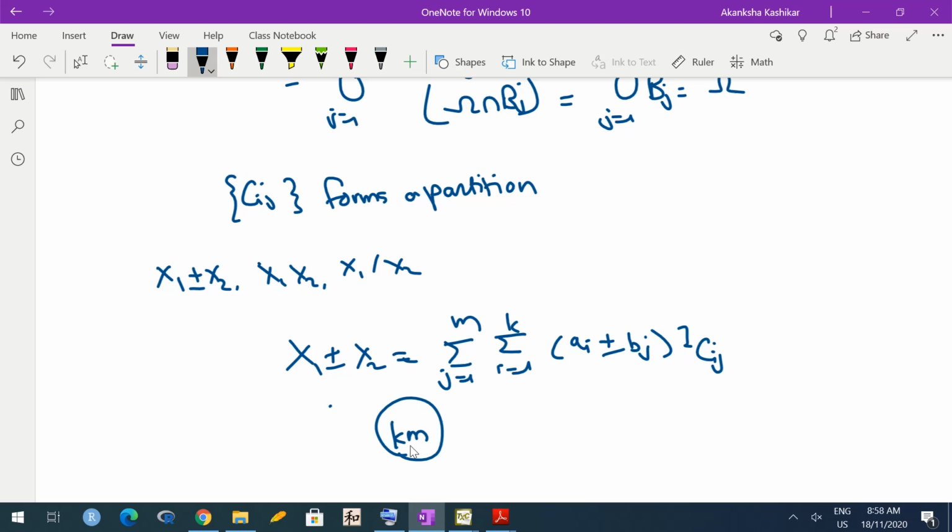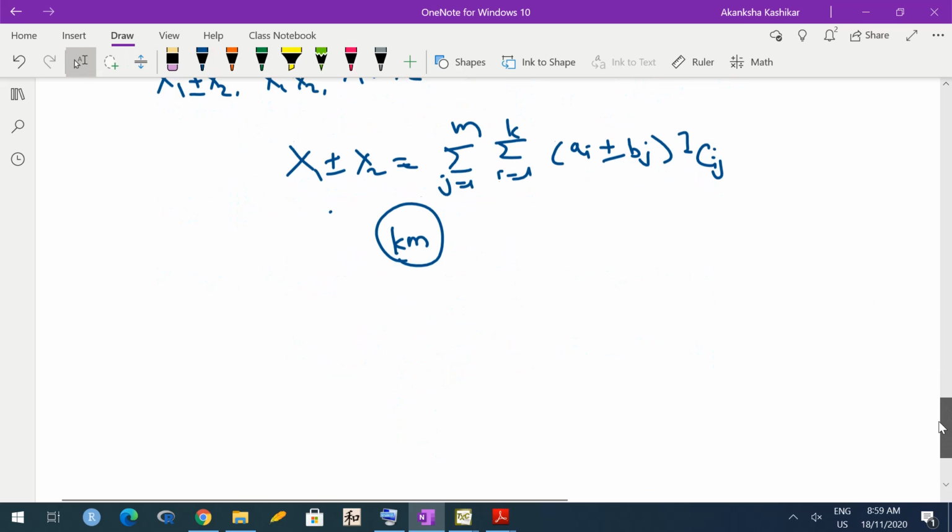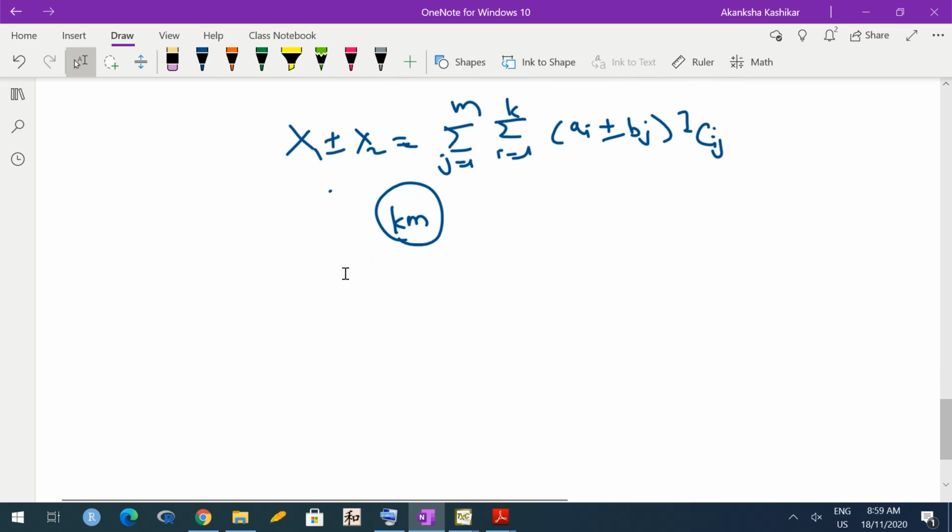Because ai plus bj might be equal, for example, a1 plus b2 might be equal to say a4 plus b1. Something like that might happen. In that case, we may have the same value on two Cij's, but that is fine. Okay. So we have x1 plus or minus x2 as this. Same story will go with x1 into x2 and x1 by x2.